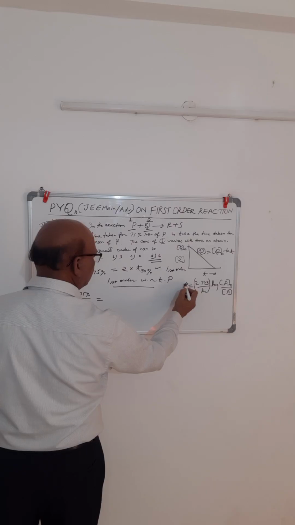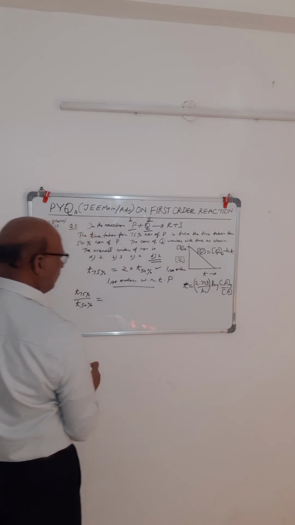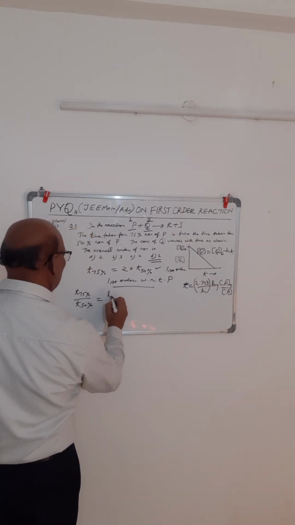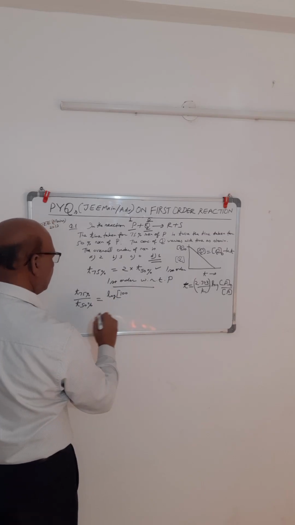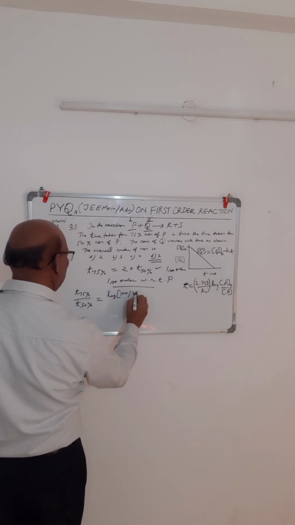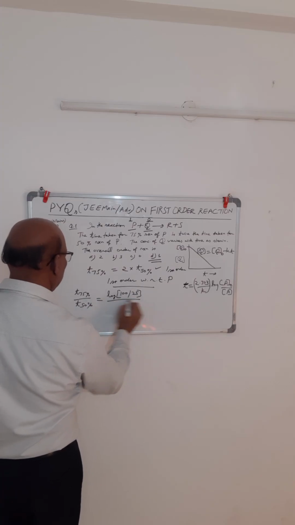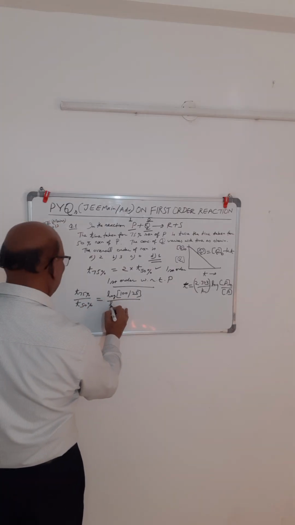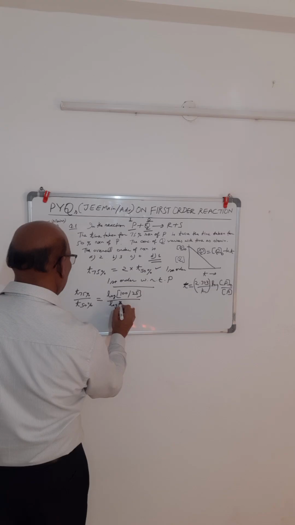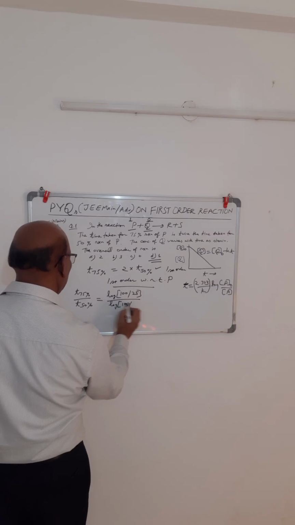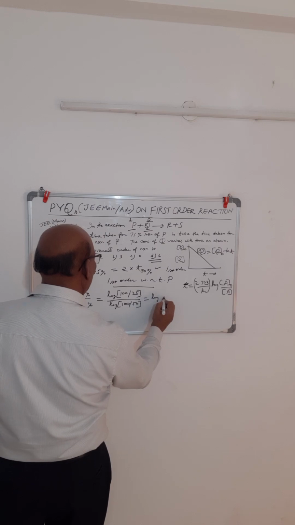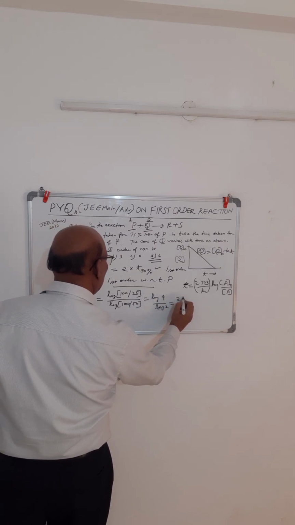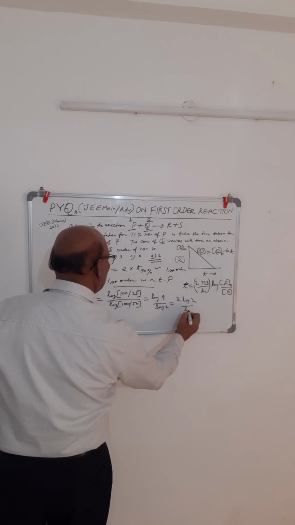k is constant, this is the rate constant which depends on temperature only. So we will get log of A naught by A, means let us assume 100 was the initial concentration, so 100 divided by remaining will be 25 after 75% completion, and this will be 100 divided by 50. So we will get log of 4 divided by log of 2, which is nothing but 2 log 2 divided by log 2.